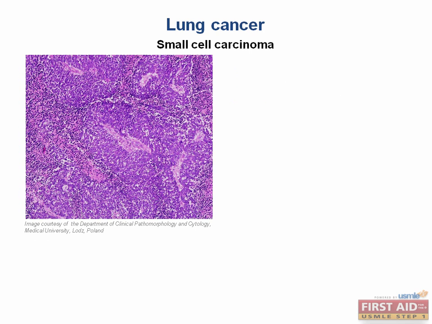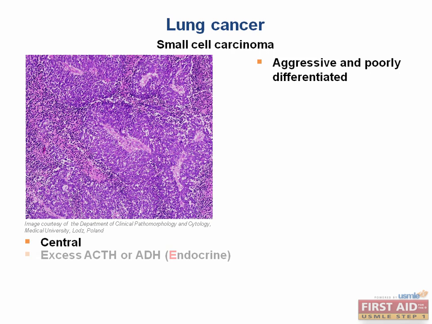Now, on the other hand, small cell or oat cell carcinoma is an extremely aggressive, poorly differentiated cancer. Small cell carcinoma is a centrally occurring lung cancer. It can produce excess ACTH or ADH and cause different paraneoplastic syndromes.